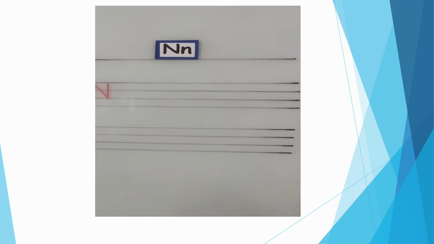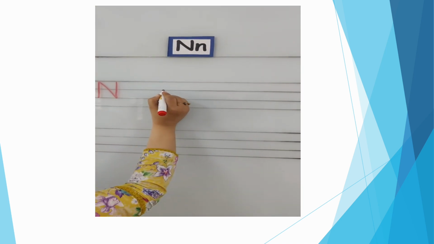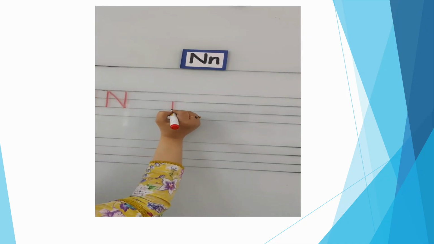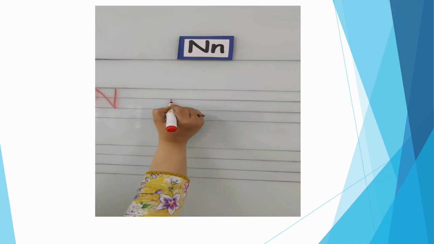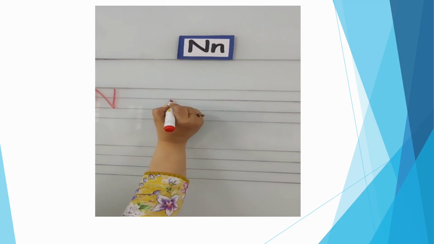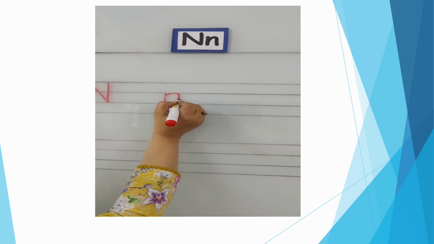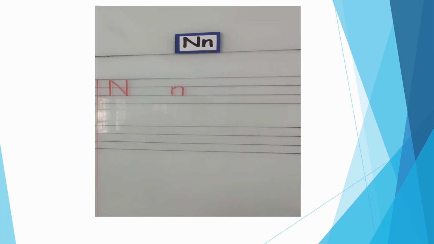Small n is a grass letter, so it comes in the middle 2 lines. For small n, make a small straight line just like this, and then move back to the same line and make a turn before coming to the starting point, and take a turn and make a line like this, and that is how we write small n.